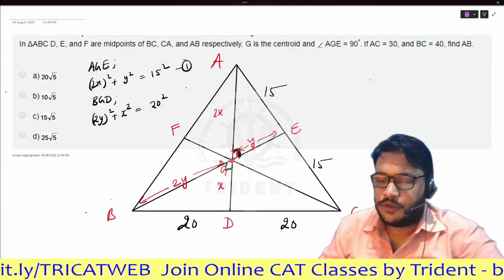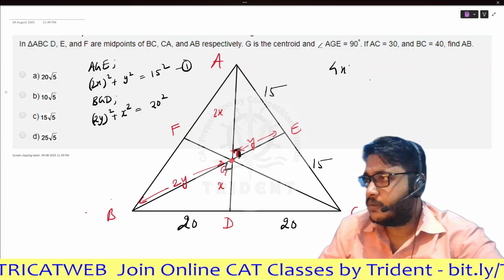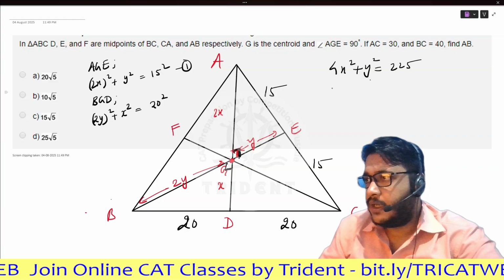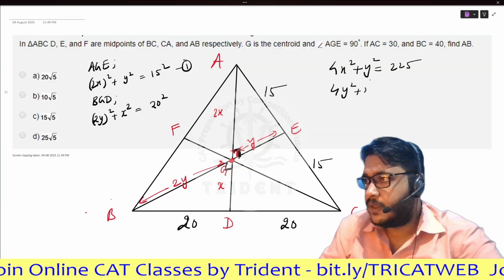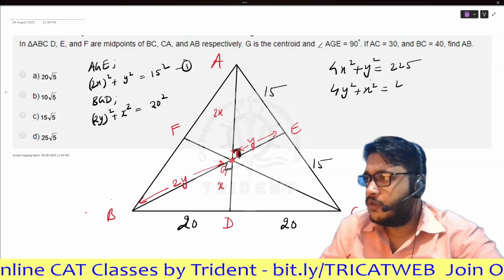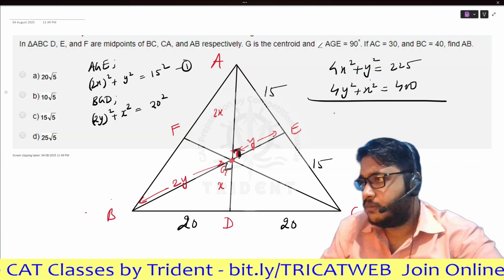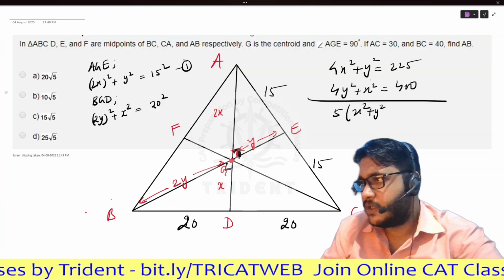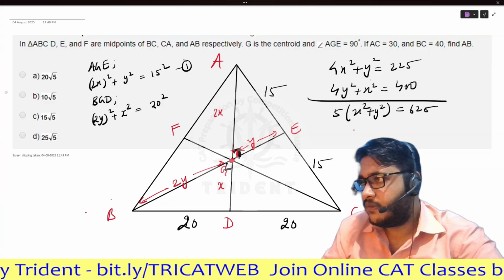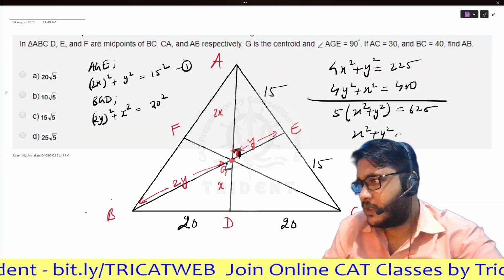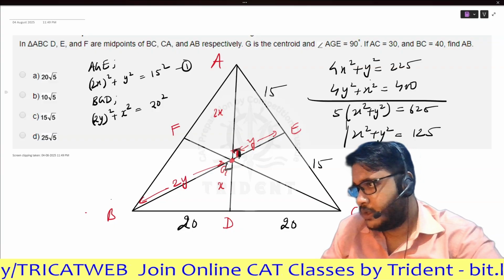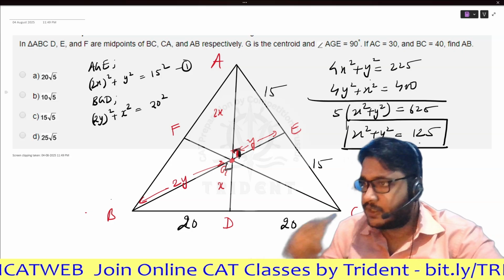So this is going to be how much? 4x square plus y square is equal to 225, and 4y square plus x square is equal to 400. Add both of them, you get 5x square plus 5y square, so x square plus y square is equal to 625. X square plus y square comes out as 125. Interesting. What can I do with x square and y square?